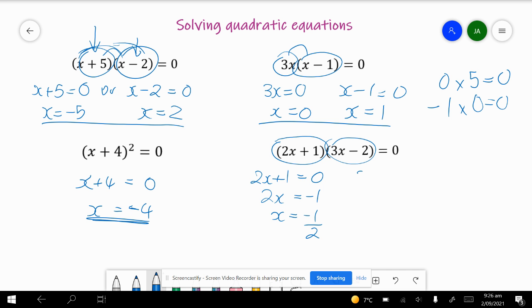The other solution, so instead of minus 2, it's going to be plus 2, taking it over the other side, and then just divide by 3. So here are my two solutions. So when x is negative a half or x is 2/3, this equation would be true. And that's how you solve quadratic equations.